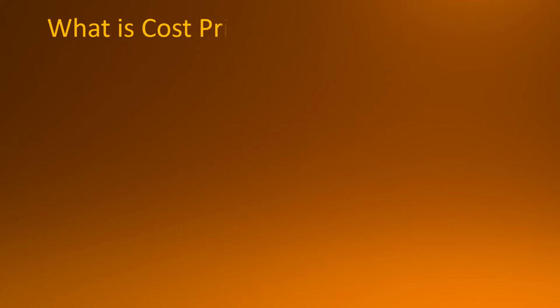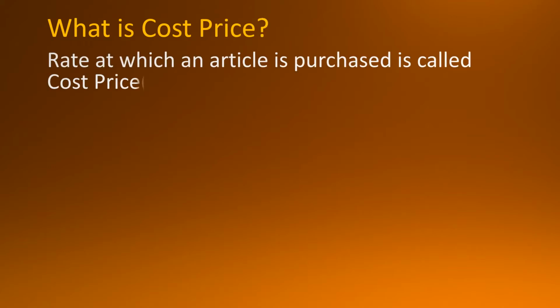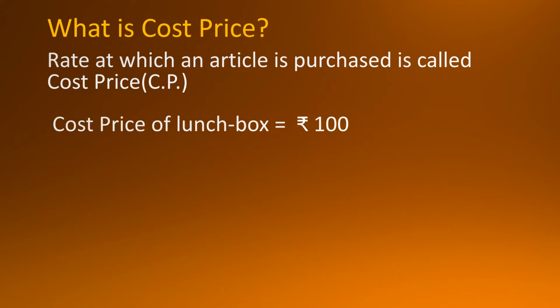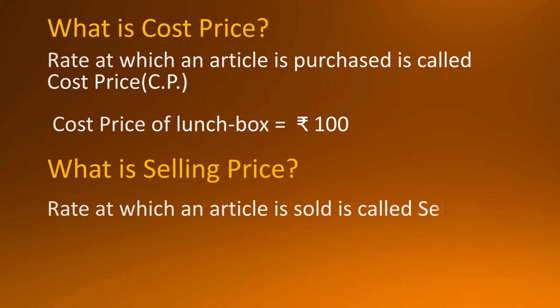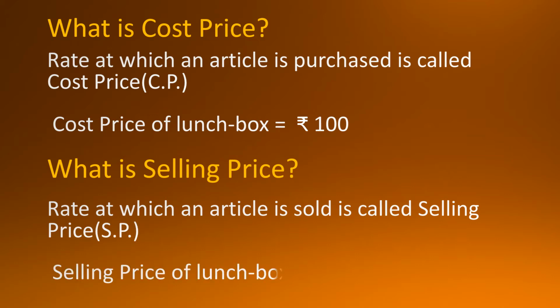So what is cost price? Rate at which an article is purchased is called cost price. Here the cost price of lunchbox is equal to rupees 100. So what is selling price? Rate at which an article is sold is called selling price. Here the selling price of lunchbox is rupees 120.